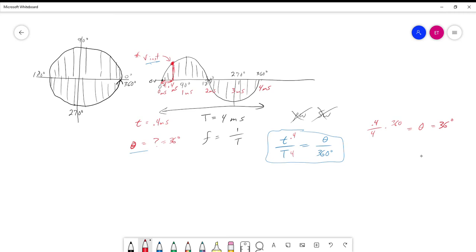And this is another common thing we'll do with sine waves. Well, now that we know the angle of 36 degrees, let's come back over to our Cartesian plane. So let's look here. So our angle, I'll try to draw 36 degrees, is here.